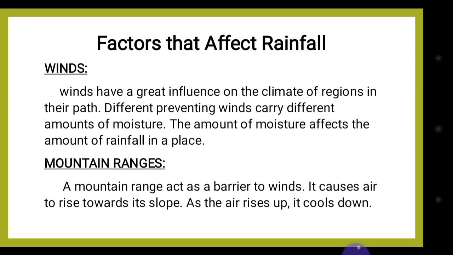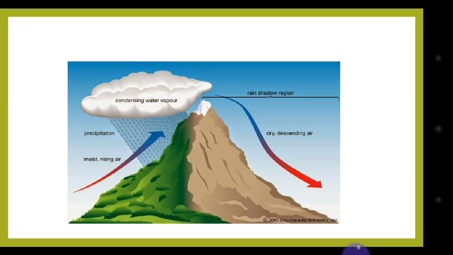Mountain ranges are the second factor that affects rainfall. A mountain range acts as a barrier to wind. It causes air to rise along its slope. As the air rises up, it cools down. You can see in the picture there are two sides, the windward side and the leeward side.